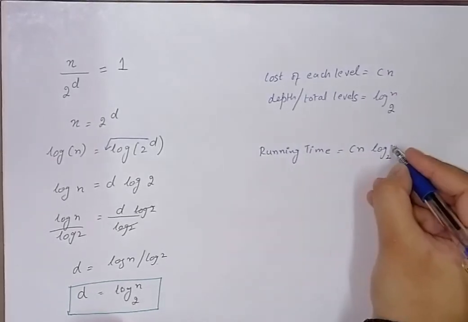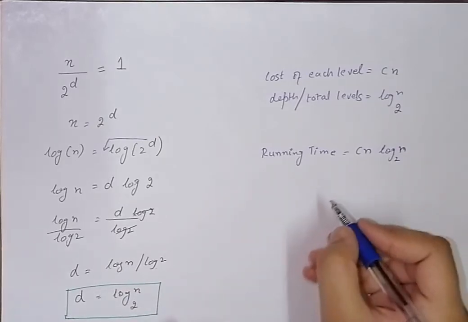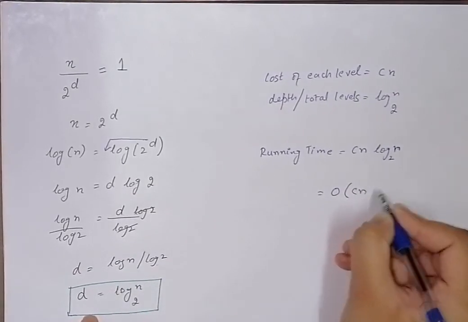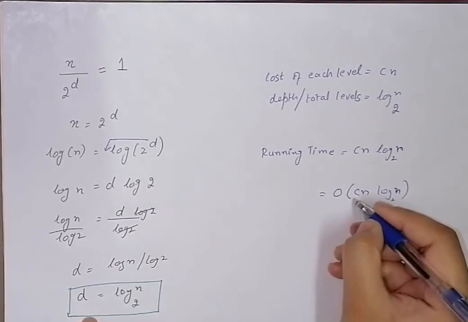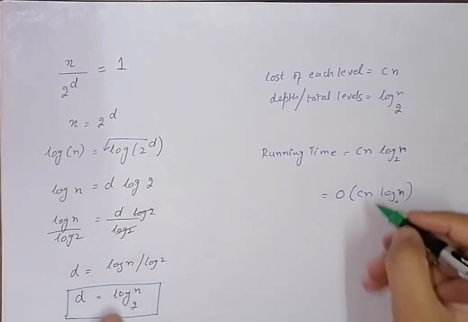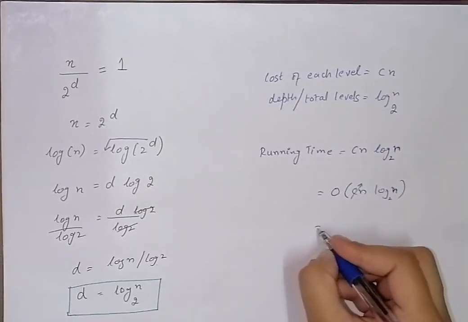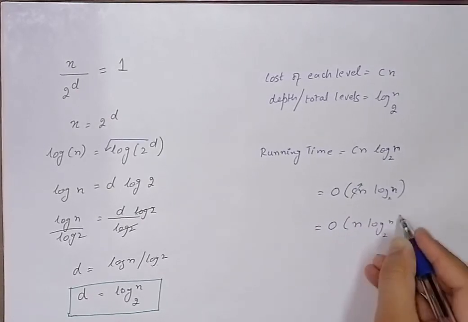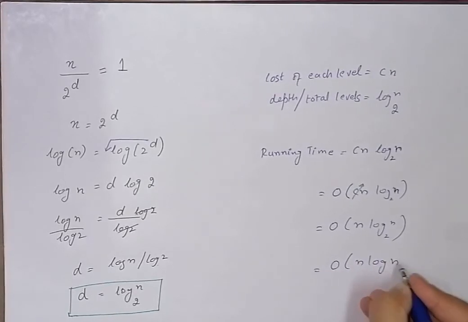Okay, as you know, there is a standard way of representing the runtime, which is in the form of big O. So it will become big O of c of n log of n. Since we know that all the constant values are omitted while writing the big O, overall our runtime will become n log of n to the base 2, which you can also write as big O of n log of n.